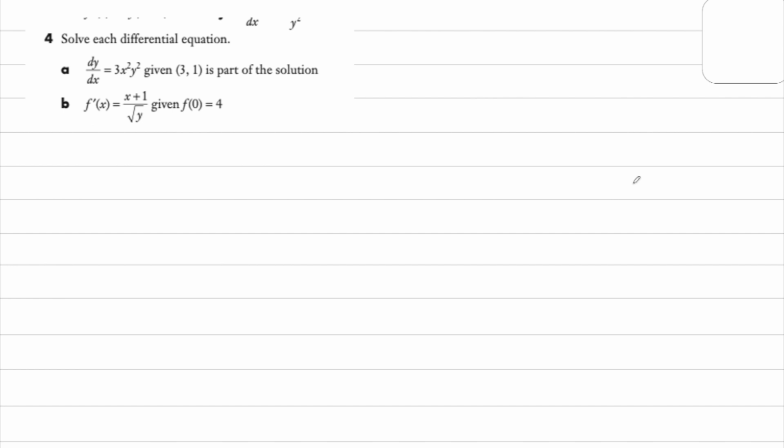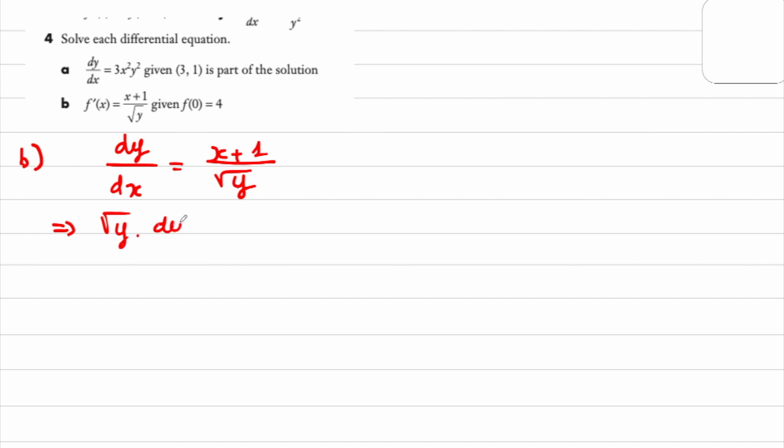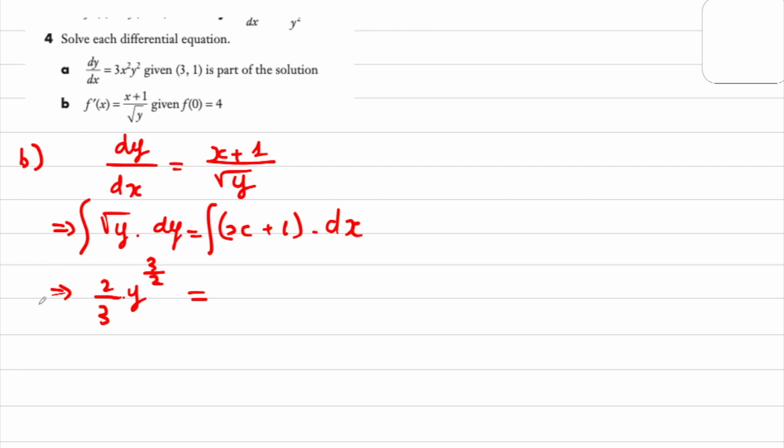Question B, the same idea, but in the first step I have to rewrite it in dy over dx form, and the other side will be unchanged like this one. Okay, so square root of y will be multiplied by dy here, and x plus 1 will be multiplied by dx here. For y to the power of 1 over 2, plus 1 means 3 over 2. 3 over 2 divided by 3 over 2 means multiply by 2 over 3. So the left hand side we finished.